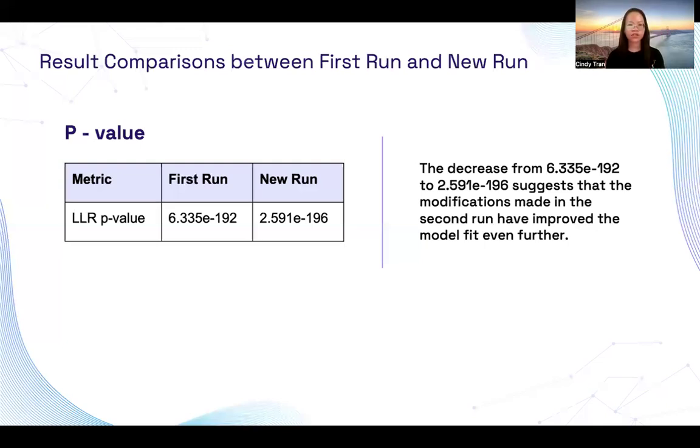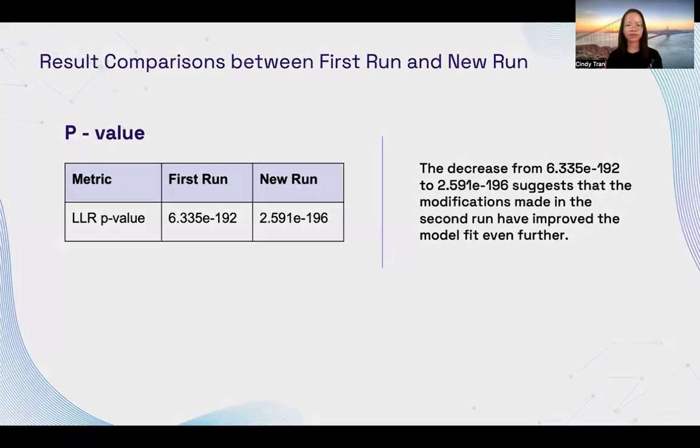Yeah, now I'm going to talk about some comparisons between our first run and new run. For the p-value, both p-values are extremely small, which means that in both cases, the models provide significantly better fits than a simpler model would, while both values are close to zero, indicating strong model performance. The new run's p-value is smaller, implying a significant improvement in the model's explanatory power after the modifications.